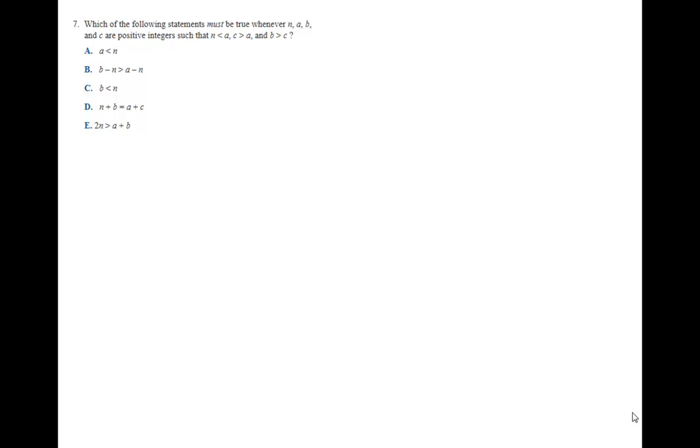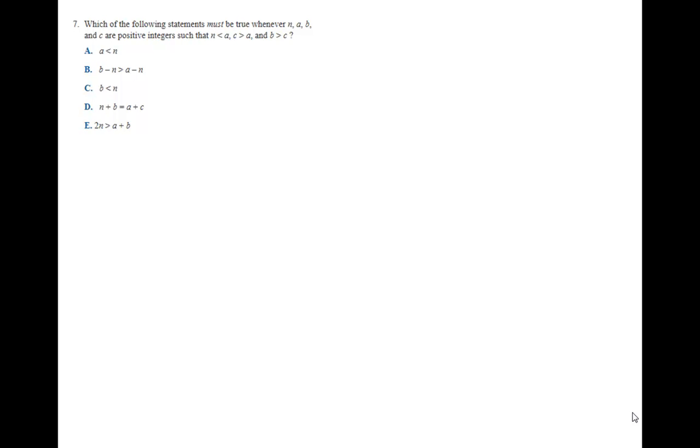Which of the following must be true for N, A, B, and C? Well, this is tricky to me because there's greater than and less than signs pointing different directions. N is less than A. Write it. I change all these things around, by the way, so that they're all pointing in the same direction. N is less than A. A is then less than C. And C is less than B. So I have this written down.